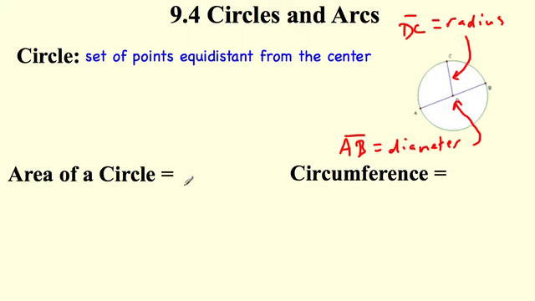Do we know how to find the area of a circle? It is pi r squared. It's a cool proof. If we have some time, we'll go and prove where that comes from.